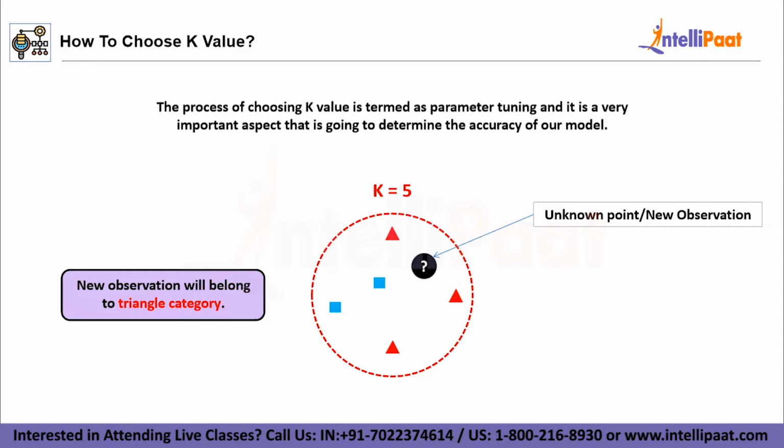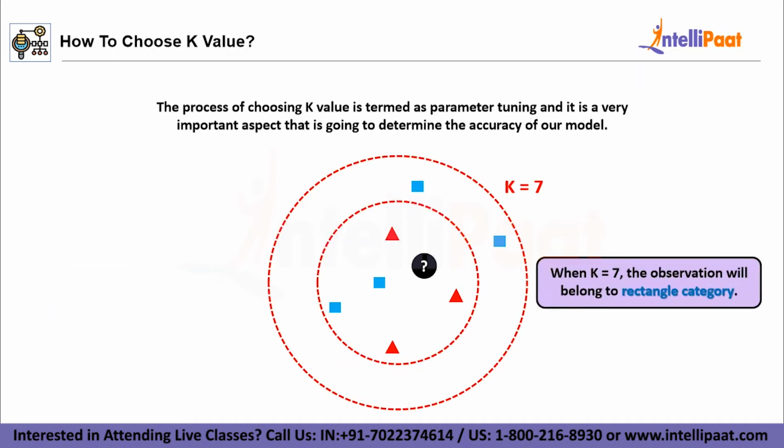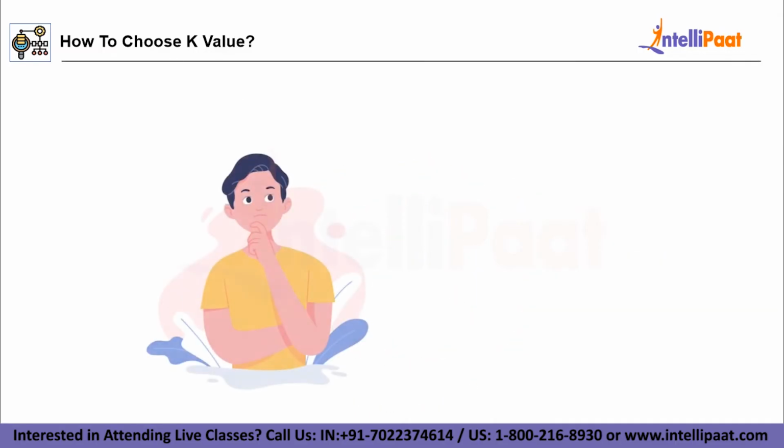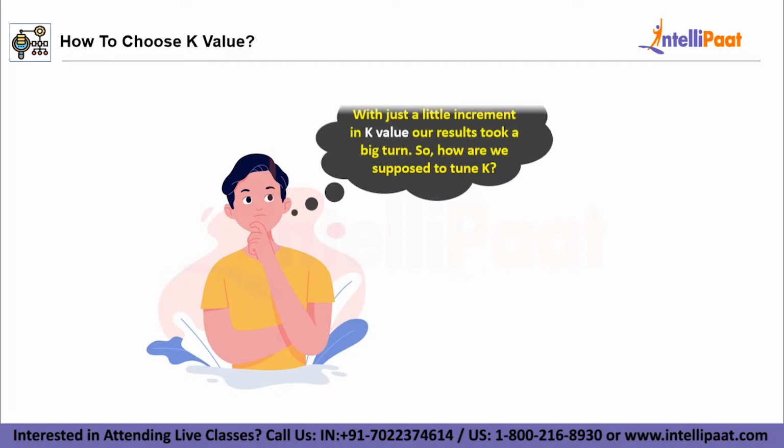Now let's say we have k is equal to 7. In this case, what category will our data sample belong to? I think we have opposite samples in number for this particular case. So this sample will belong to the category of blue boxes. Alright. So you can notice with just an increase in the value of k, our results take a big turn. And that leads us to the question, how exactly are we supposed to choose this value of k?